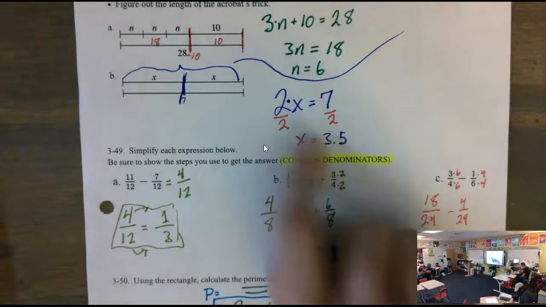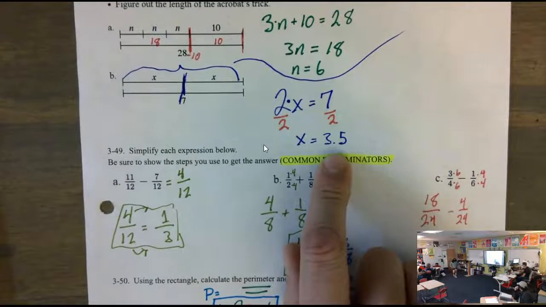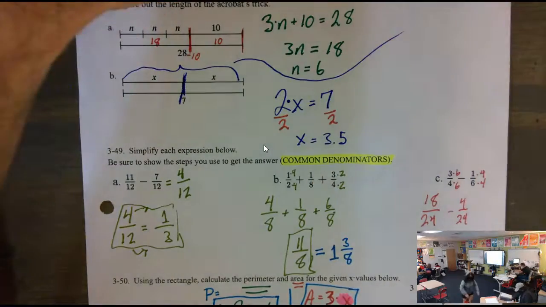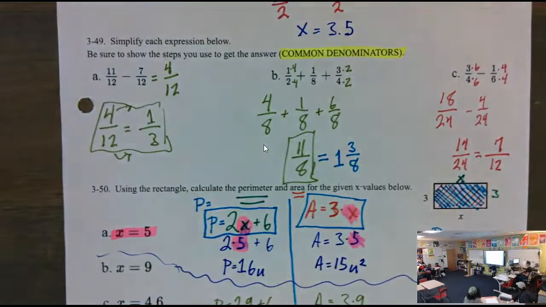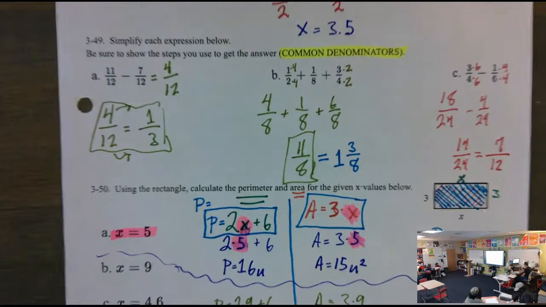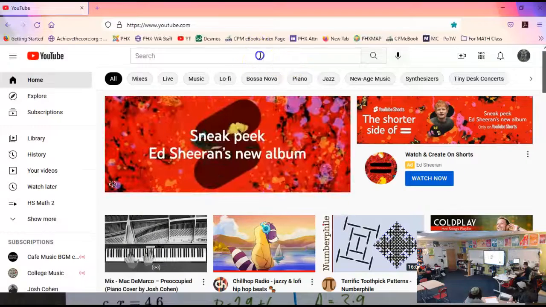2 times something. What is that something? 3.5, because we got to get to 7. In 49, we got to have common denominators. And in 50, perimeter and area. Now, guys, I am going to start to go slightly faster when we check homework because you have access to me solving out your homework for you.